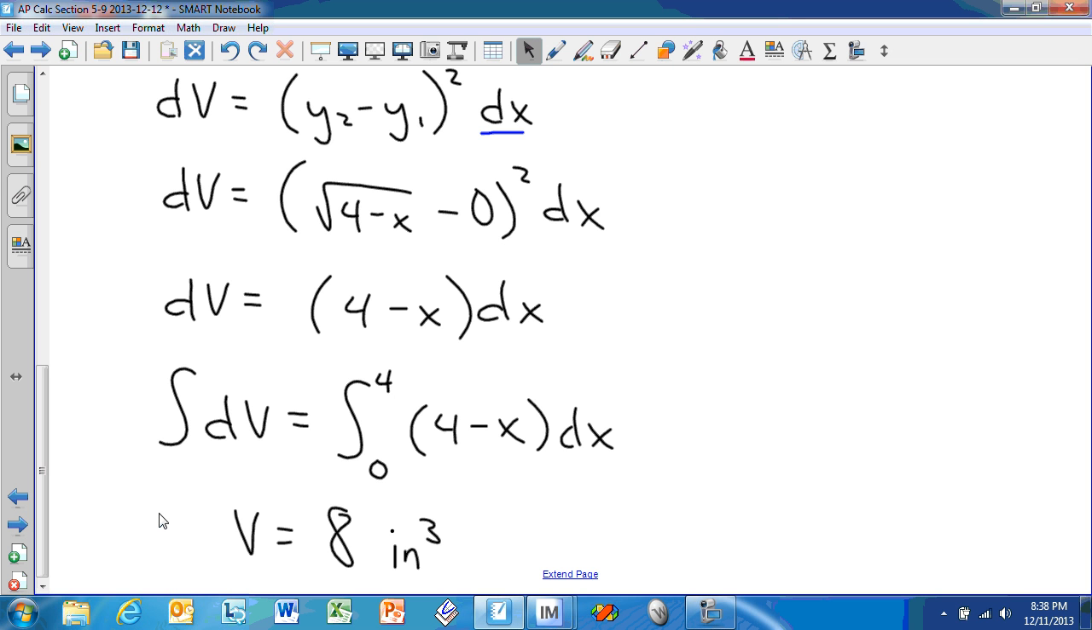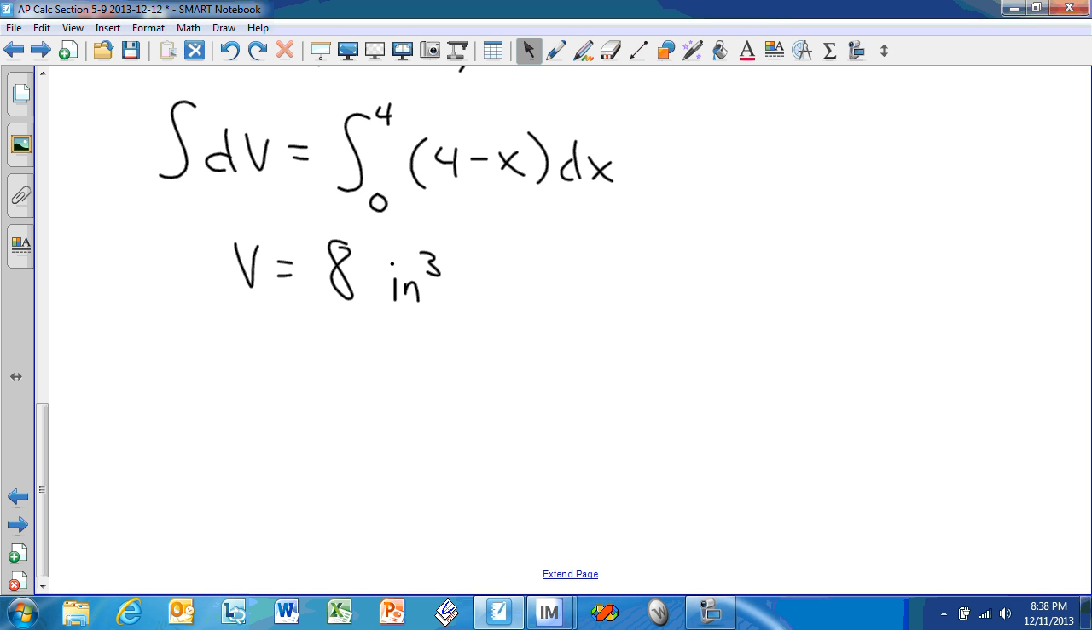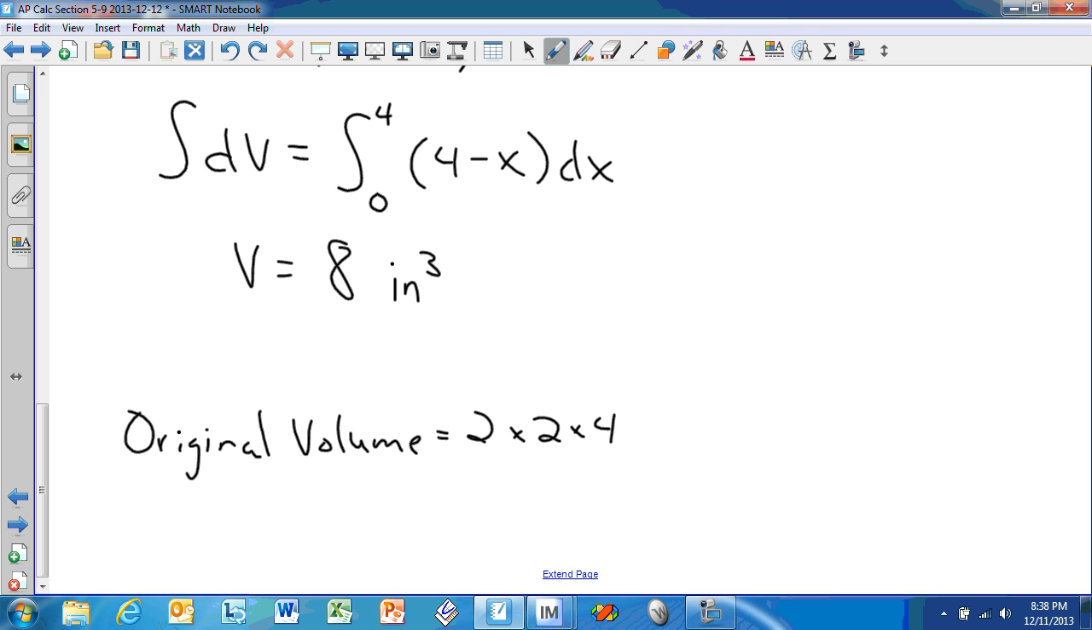Okay. Now, in this one they said to check that your answer is reasonable again. You could go back to the original block of wood, for example. The original block of wood was 2 by 2 by 4. So the original volume of the solid would be the product of those, 2 by 2 by 4, so a total of 16 cubic inches. So you actually end up shaving off half of the block of wood in that process. And that at least tells me it's reasonable. I know it's got to be less than that. It can't be more than 16 because I didn't add anything to it. I took stuff away. So there is our answer to that one.